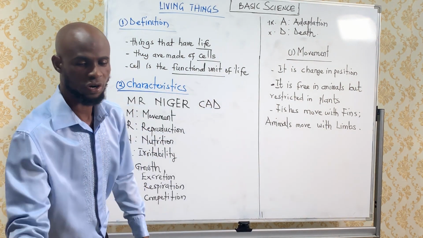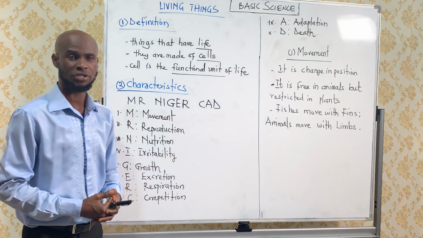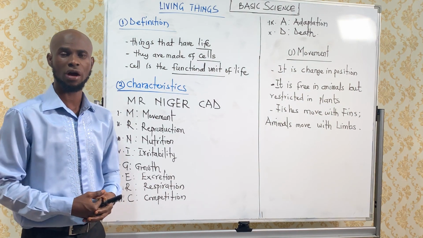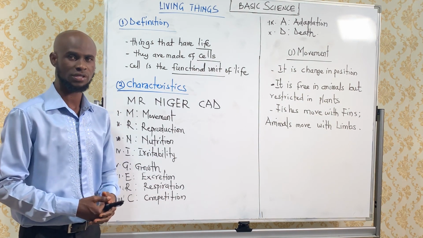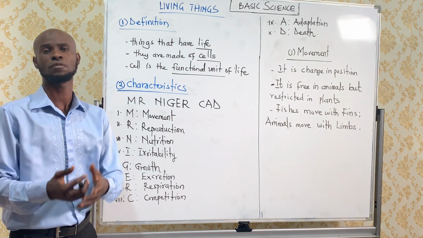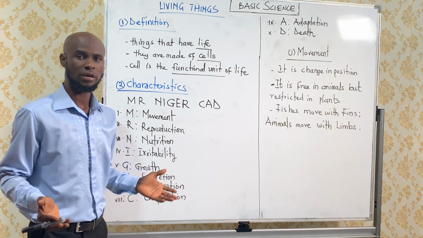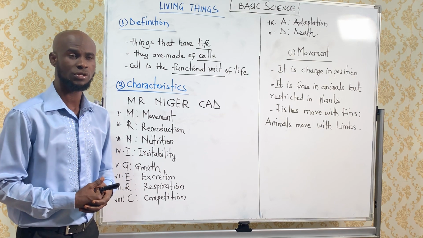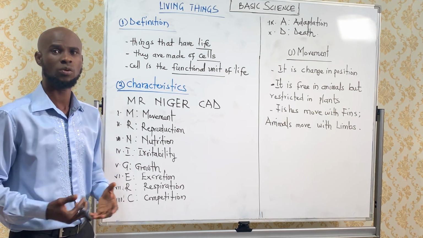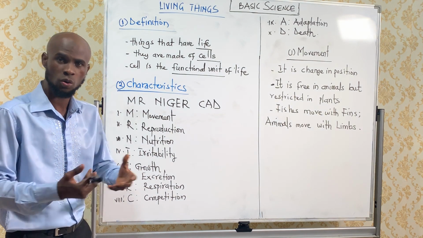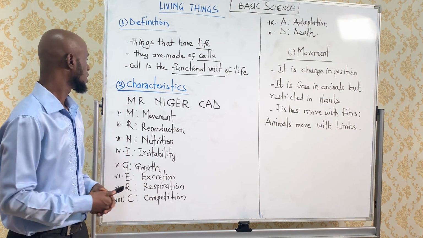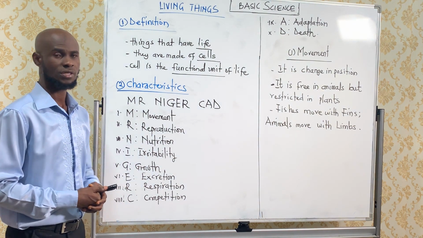So we have various examples of plants. We have the spinach, we have the garden egg, we have cucumber and others. We have examples of animals apart from the fish I've shown you. Like a human being, we are examples of animals. We have the snail, we have the toad, we have the crocodile. So let's go to the characteristics of living things.